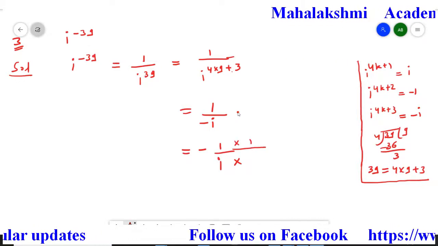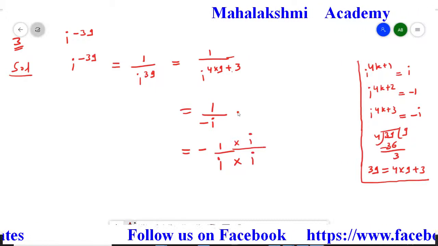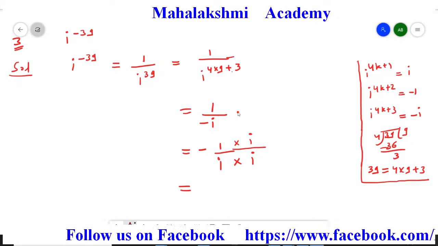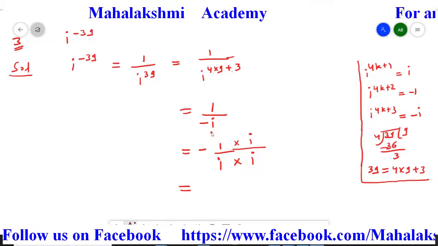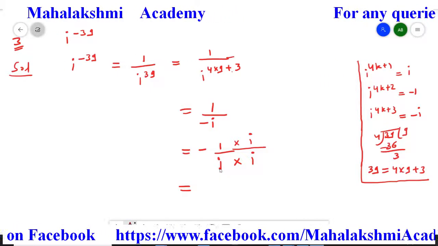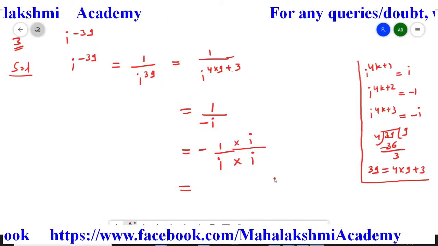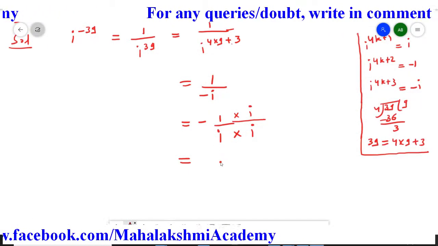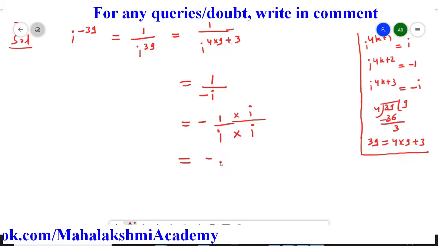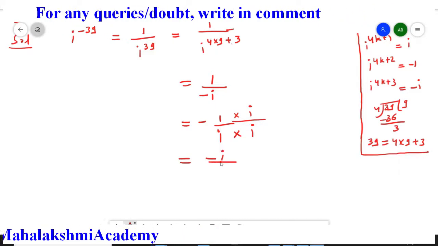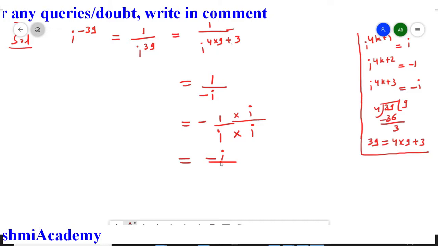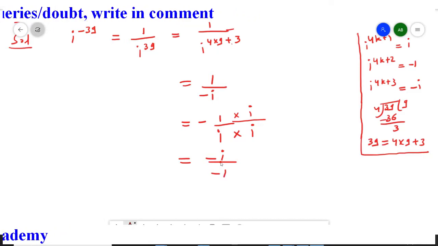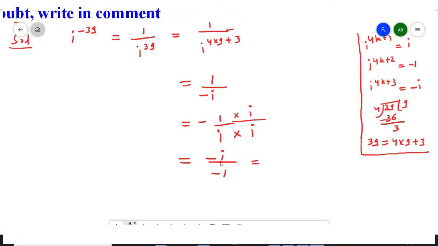multiplied by iota and iota. So what we had done is we had rationalized the denominator. So iota multiplied here and here also. Now it's going to be iota multiplied by 1 is minus iota. So it's going to be minus iota, and in the denominator iota square. Iota square is what? Minus 1. So it's going to be only plus iota.